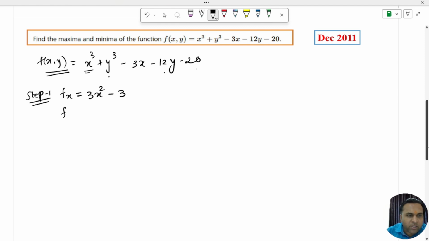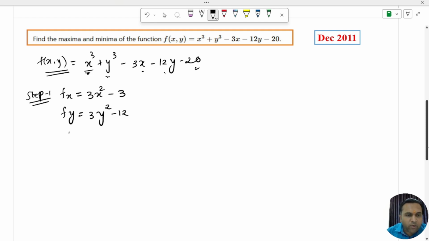What is your fy? You have to take the derivative with respect to y, so it becomes 3y square minus 12.